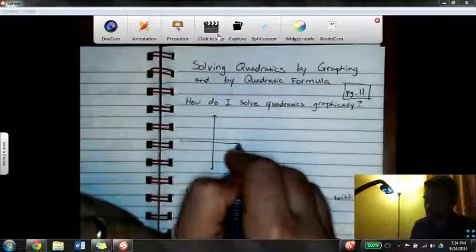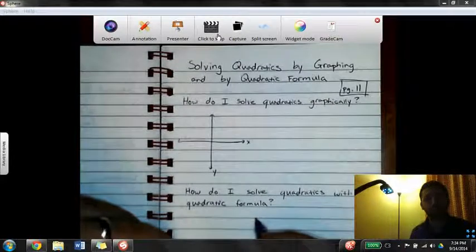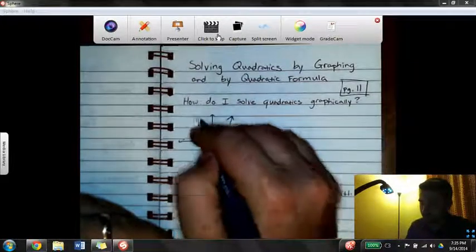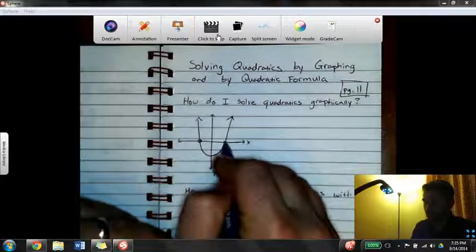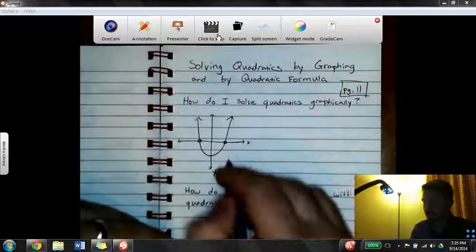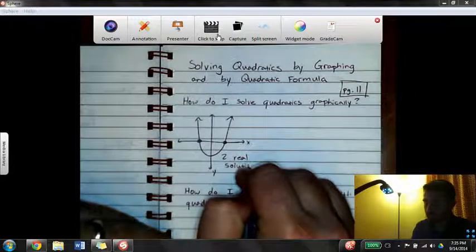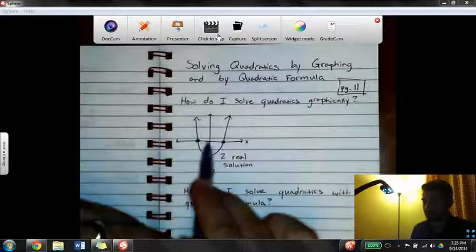What this question is asking is, when we graph a quadratic, how do we know what the solutions are? If your quadratic, when you graph it, gives you a parabola that crosses the x-axis twice, it gives you two real solutions. And those real solutions are your x-intercepts.